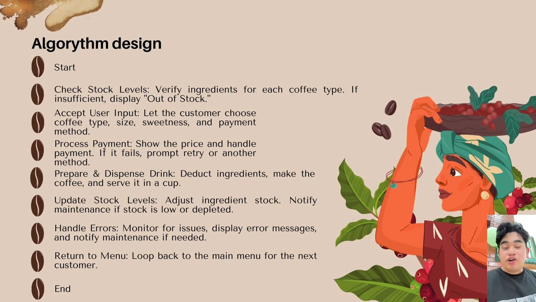Okay, sekarang kita lanjut ke algorithm design. Nah, pertama itu ada verify ingredient for each coffee type, if insufficient display out of stock. Jadi kita verify ingredientsnya dulu, lanjut ke accept user input. Nah, ini kita membiarkan customer itu untuk memilih tipe kopi dan size yang dia pengen. Lanjut ke proses payment, kita memberikan harga dan handle paymentnya, lalu prepare and dispense drink. Dilanjut dengan update stock level dan handle errors, yaitu monitor for issues, display error message, and notify maintenance if needed. Lalu kembali lagi ke menu, loop back to the main menu for the next customer.